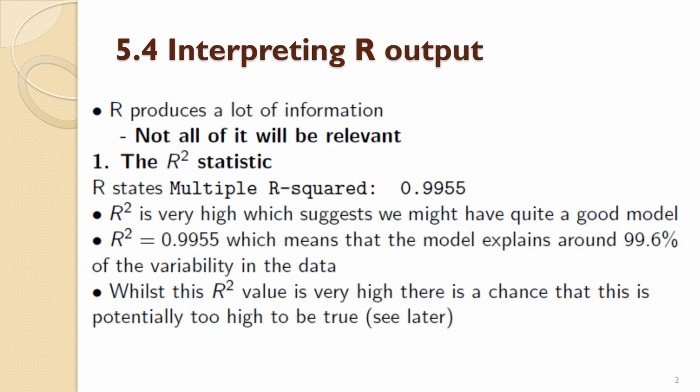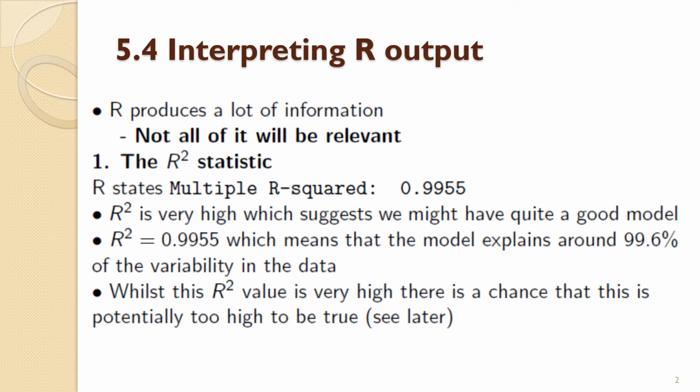So in terms of interpreting our output then, remember R or any other software will produce a lot of information, not all of it will be relevant, and the value added that you provide is picking out precisely these sorts of nuggets of useful information. In terms of the R squared statistic, R just tells you this thing here: R squared is very high, which suggests we might have a good model. If you take this at face value, this suggests that the model explains around 99.6% of the variability in the data.